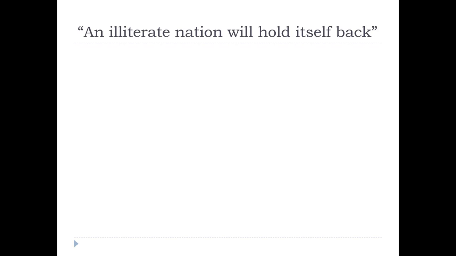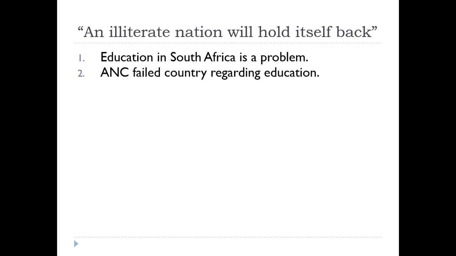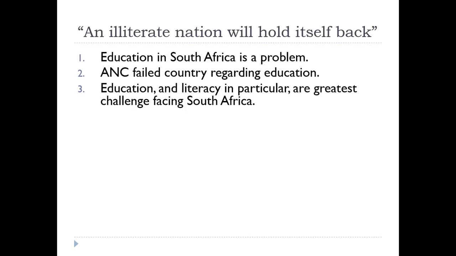How did you find that task? Let's go through it. So looking at the article, An Illiterate Nation Will Hold Itself Back, we would say that the main point of paragraph 1 is that education in South Africa is a problem. Now, obviously, you might not have stated this in exactly the same words, but anything to this effect is fine. Paragraph 2 states that the ANC has failed the country with regards to education. Paragraph 3 is really about the fact that education and literacy in particular are the greatest challenge facing South Africa.